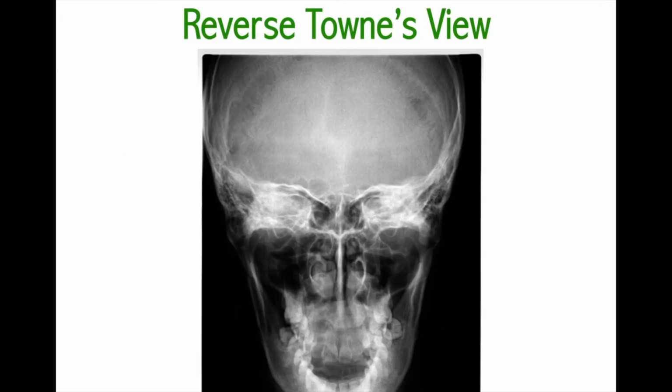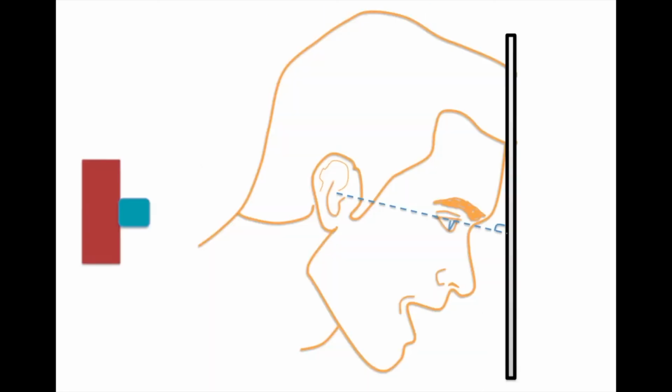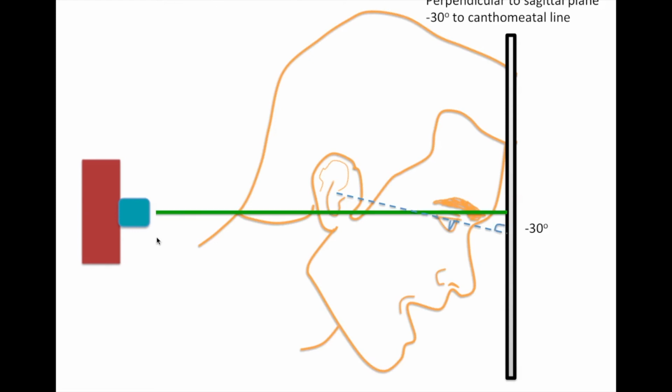Next, we got the reverse Towne's view. In reverse Towne's view, only the forehead is touching the image receptor. The image receptor is perpendicular to the sagittal plane, and the canthomeatal line forms an angle of minus 30 degrees with the image receptor. The beam is directed perpendicular to the film along the condyle of the mandible. So, image receptor perpendicular to sagittal, minus 30 degrees with the canthomeatal line, beam is along the condyle.